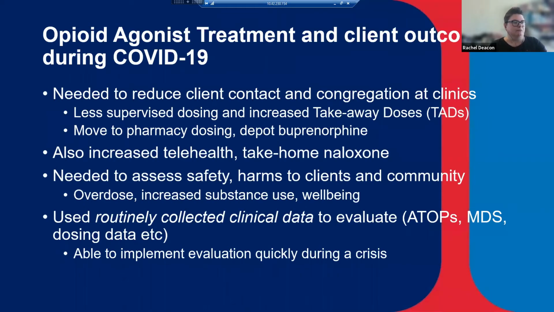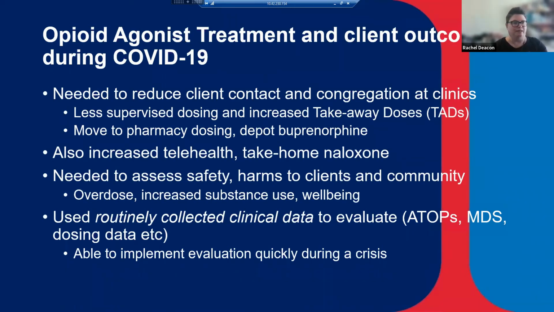So we were able to get ATOP data for OTP clients, around 500 of them in CESLID Drug and Alcohol Services. We had pre-COVID ATOP data and then after implementation ATOP data. We also had MDS data, so demographic data, and also dosing data available to us. So we knew how people's dosing regimes changed.